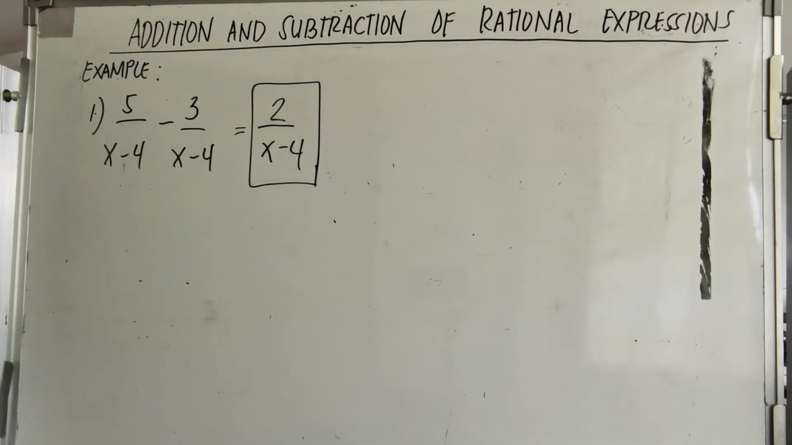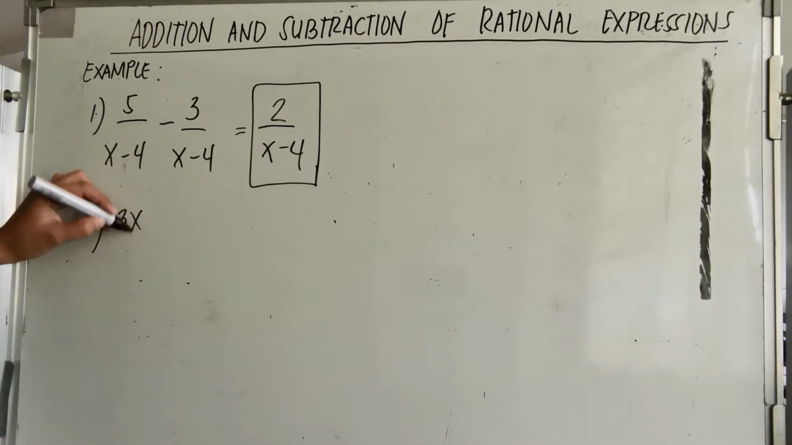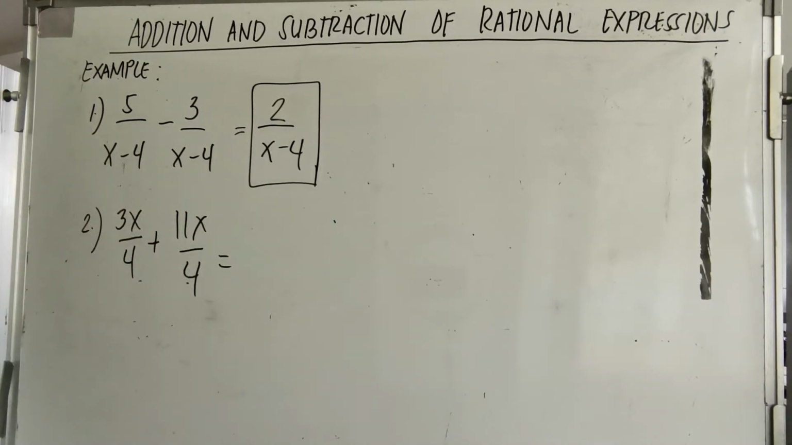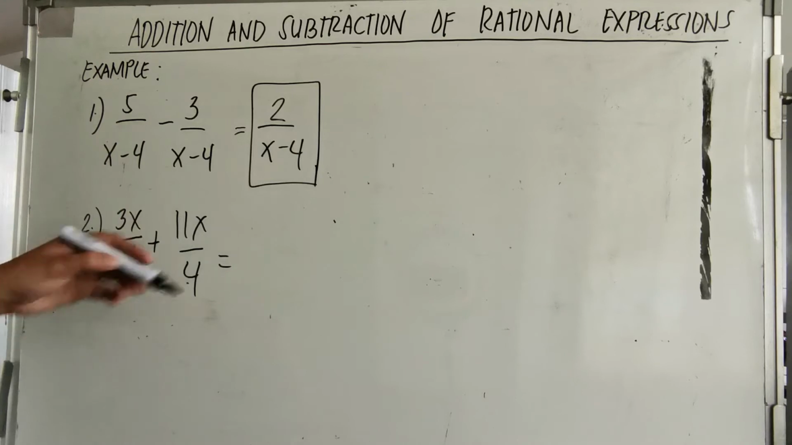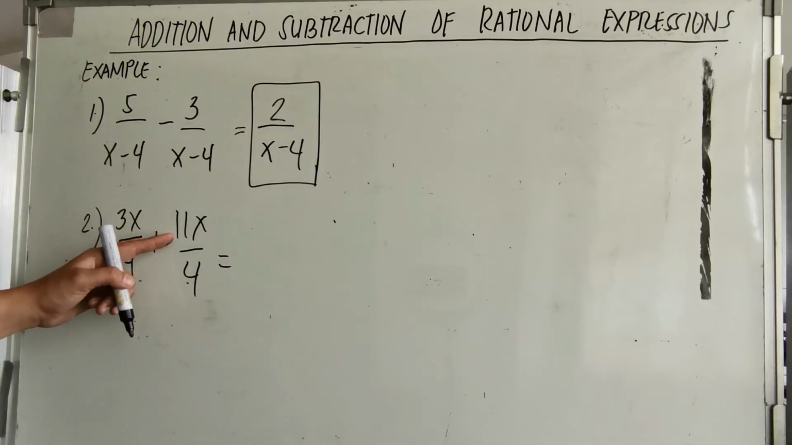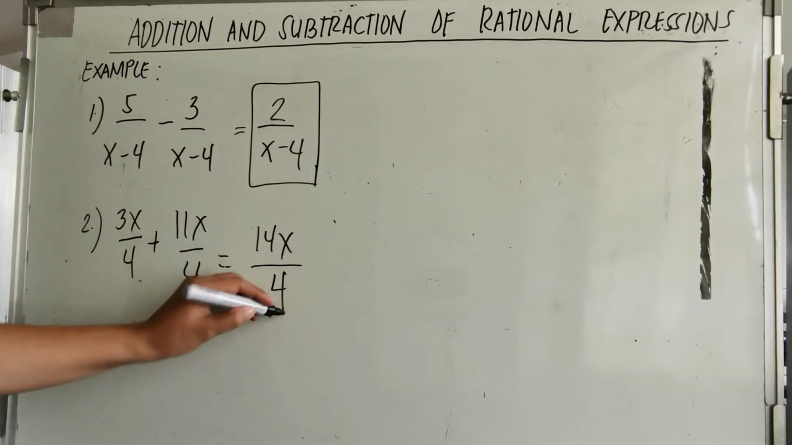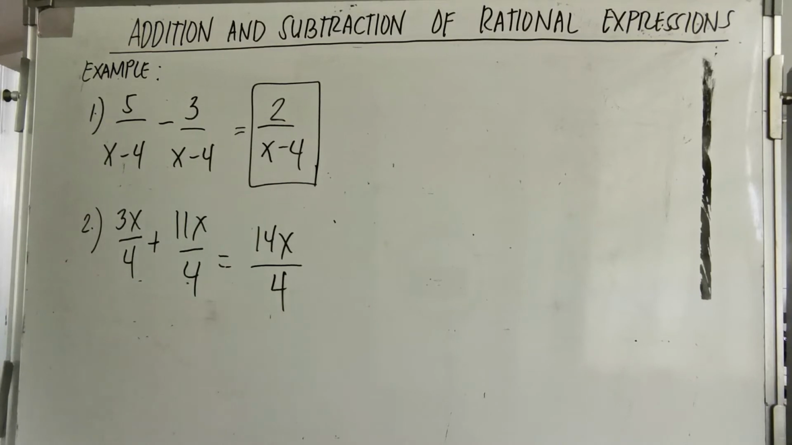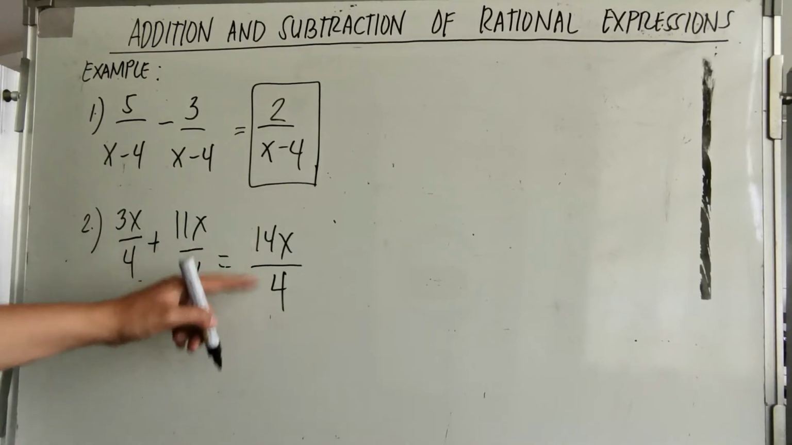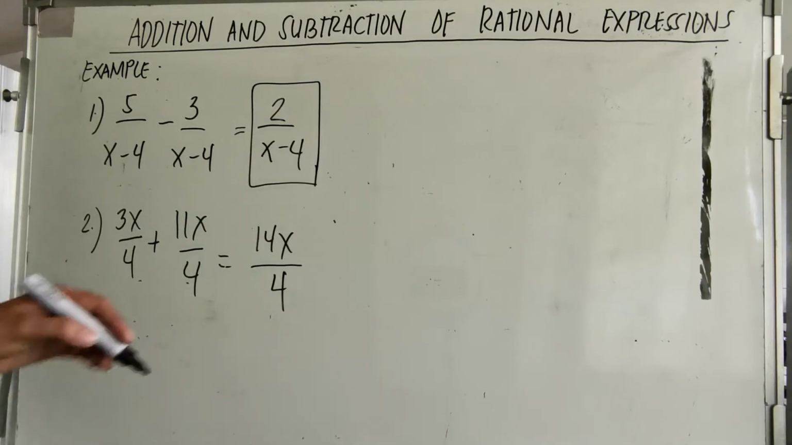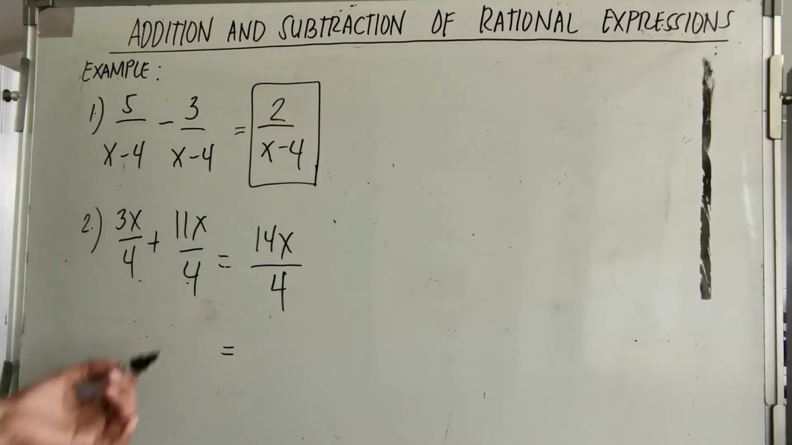Okay, for the given in number 2, if we have 3x/4 plus 11x/4, then the process is just add. So, simply add the given. We have 3x plus 11x is 14x/4. So, copy lang natin. Then, since itong nakuha nating sagot ay meron pang lowest term or simplest form, kailangan ang ibigay nating answer ay yung simplest form na.